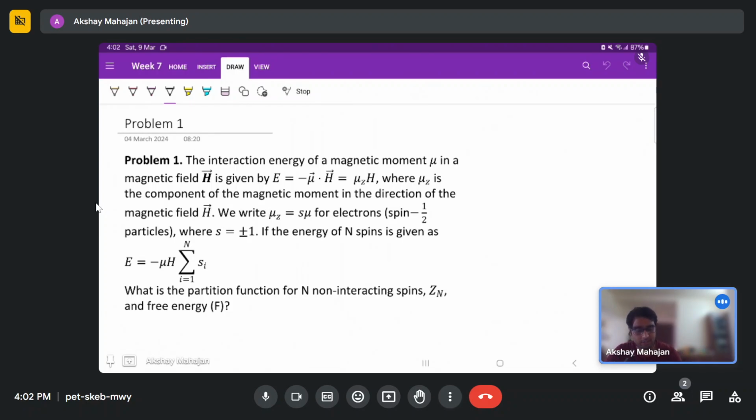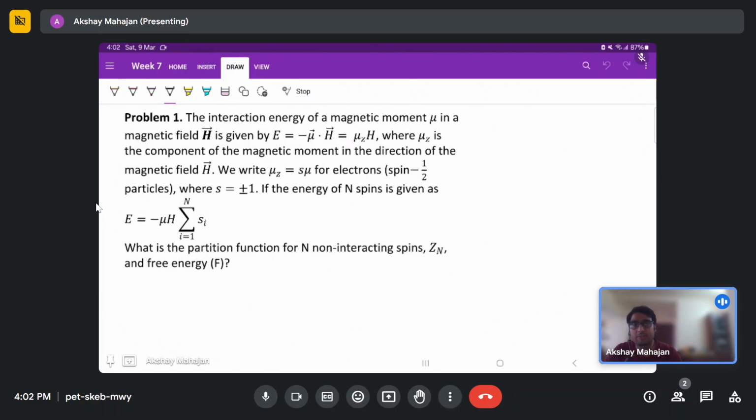Alright, so basically in this problem, we have to find the interaction energy of a magnetic moment mu with a magnetic field. It is given to us that if we have a magnetic moment mu, then the energy for that magnetic moment when it interacts with an applied magnetic field H vector is given as minus mu vector dot H vector, and if you do the dot product, that will be equal to mu z times H, where mu z is basically the component of the magnetic moment in the direction of the magnetic field.